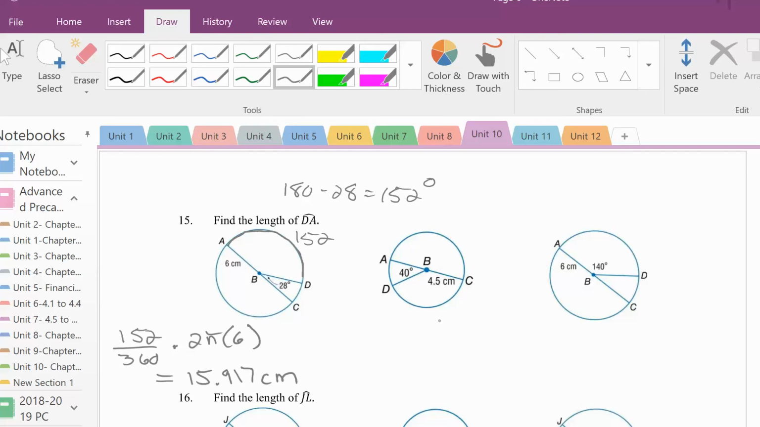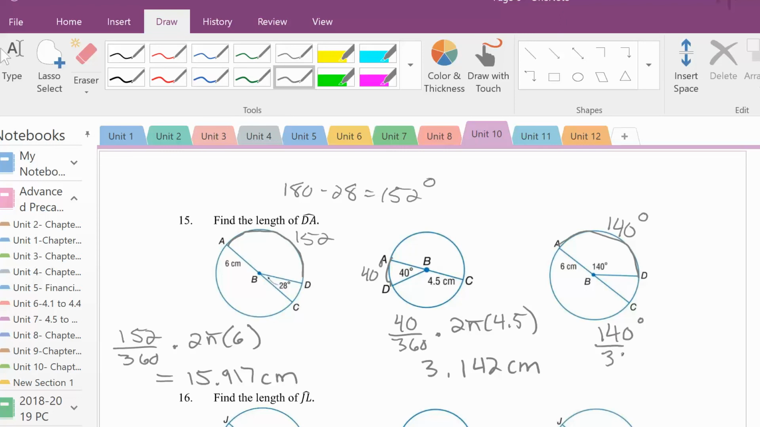So here, in the next one, the measure of arc DA is 40 degrees. So 40 over 360 times 2 pi times 4.5. So when you multiply, you get 3.142 centimeters. So for DA here, the arc is 140 degrees. So 140 degrees divided by 360 times 2 pi times 6, and that gives you 14.661 centimeters.